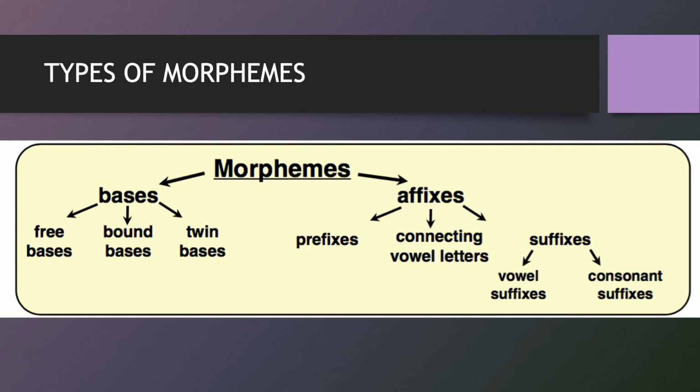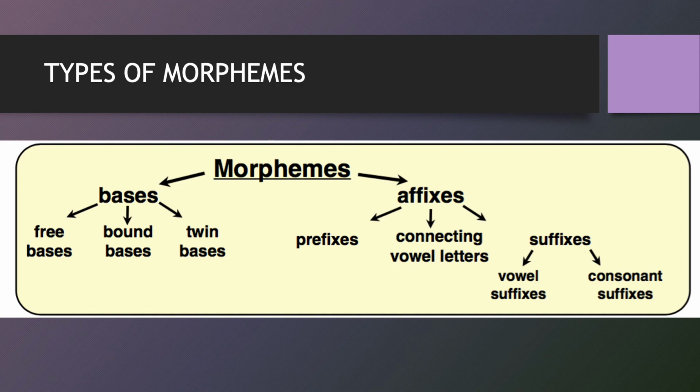Here, I've categorized morphemes into two types, bases and affixes. There are three types of bases. Free bases are words that can stand on their own. So the word base, for example, or free, or the word the are free bases. Bound bases are those that have to be attached or fixed to another morpheme. They can't stand alone as words.